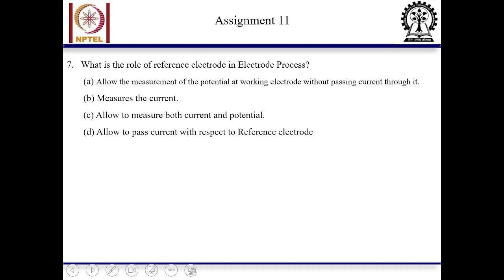Okay. So in question 7, what is the role of the reference electrode in the electrode process? Again, it is related to the previous question. A: Allow the measurement of the potential at the working electrode without passing current through it. B: Measure the current. C: Allow to measure both current and potential. D: Allow to pass the current with respect to the reference electrode.